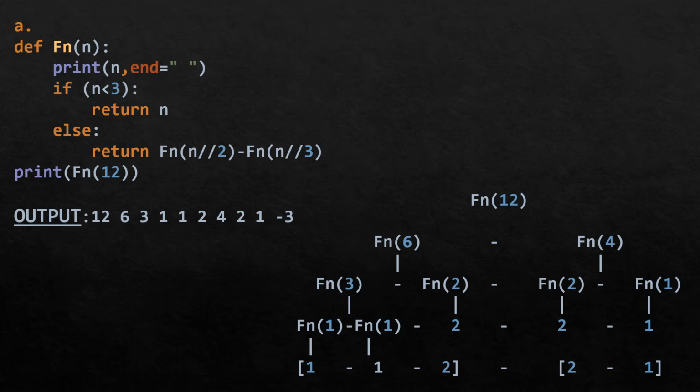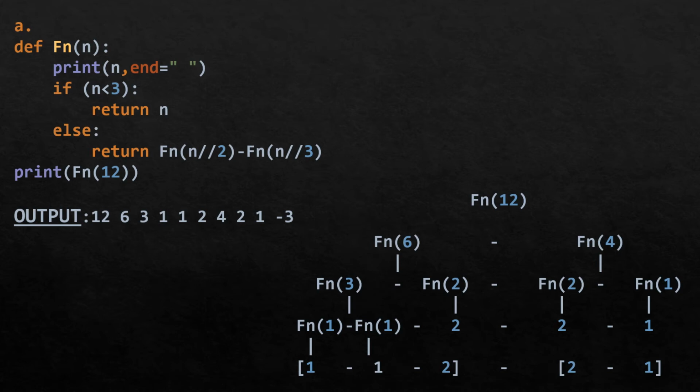And you can see the output will be in this sequence. First of all, fn of 12 is called, so it will print the value 12 first. Next it will print the value 6, then 3, then 1. You can see the execution has a tree structure. You can see here the outputs are shown like this: 12, 6, 3, 1, then 1, 2, then 4, 2, 1, minus 3.